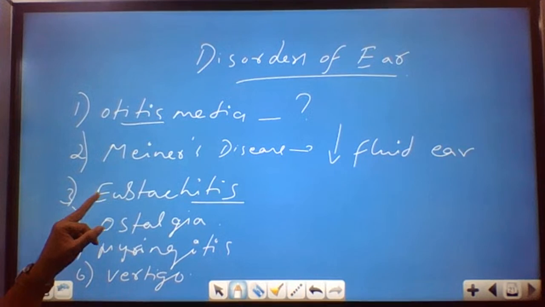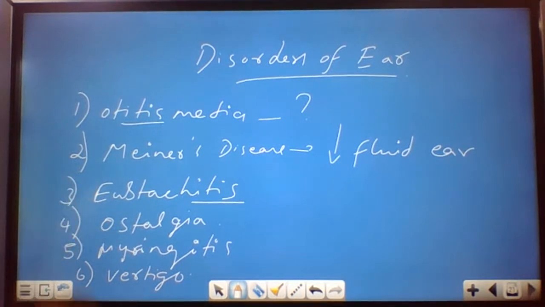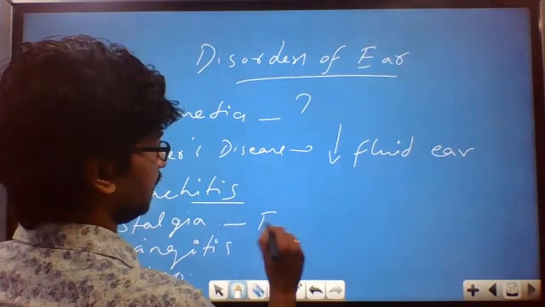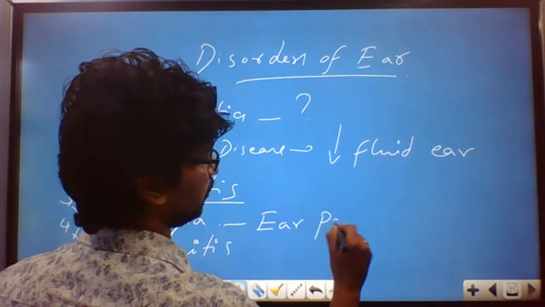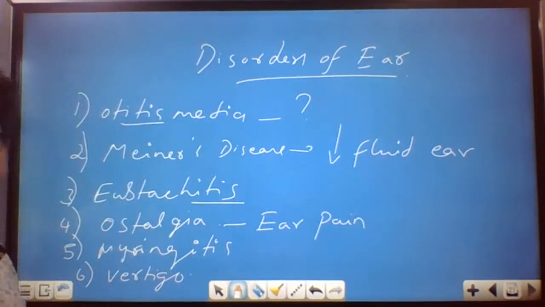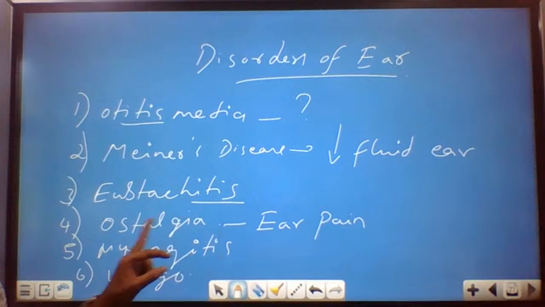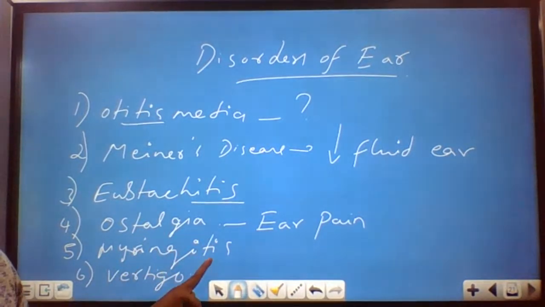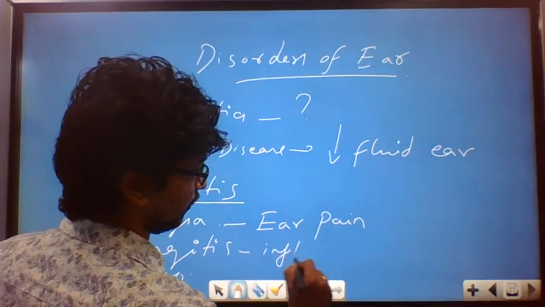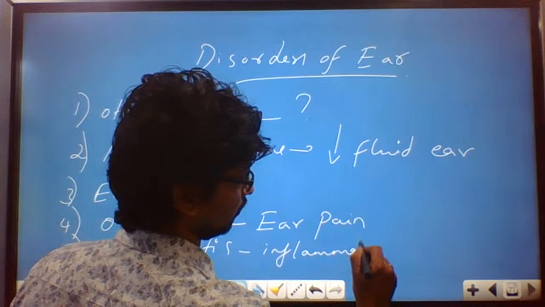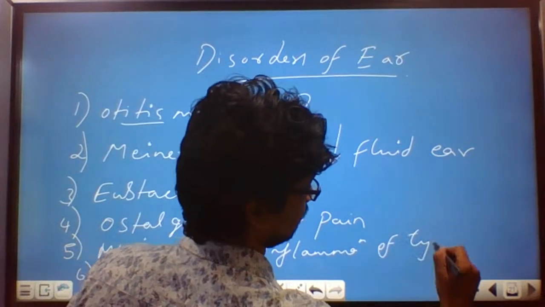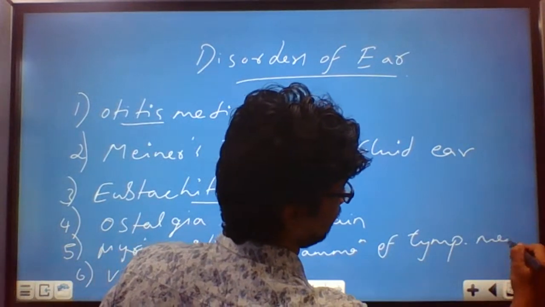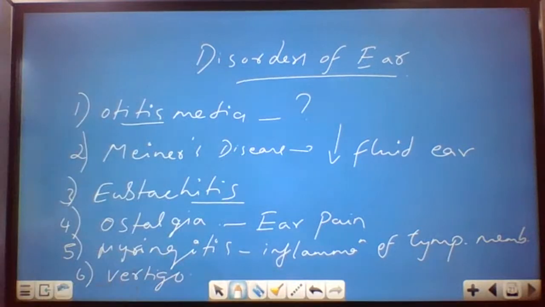Eustachitis is actually inflammation of the eustachian tube. What is ostalgia? Ostalgia is a common thing, but we usually call it ear pain. Ostalgia is ear pain. Meningitis, the inflammation of the tympanic membrane.